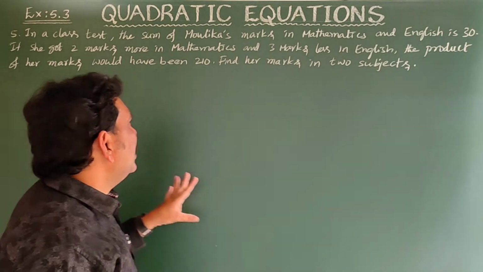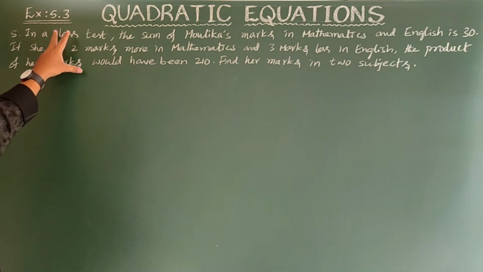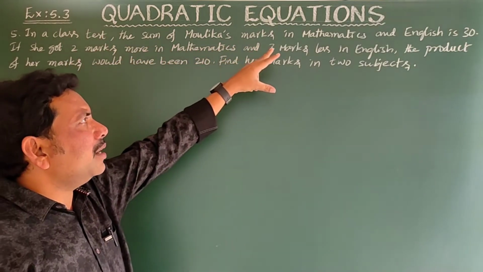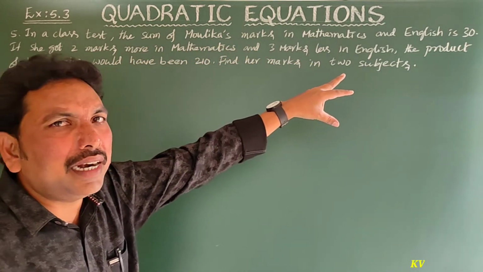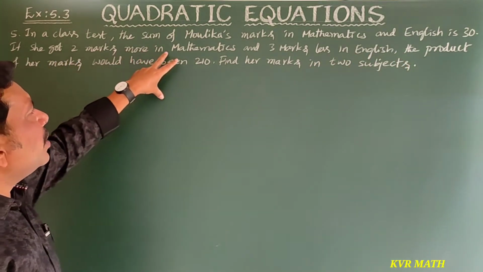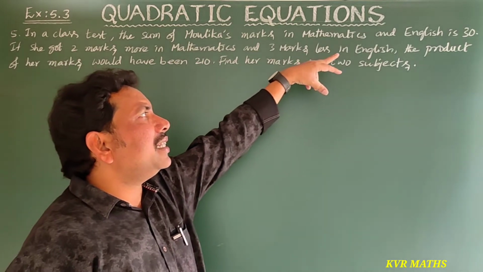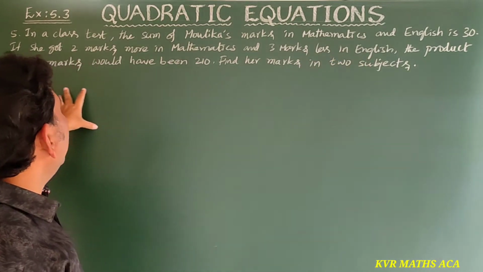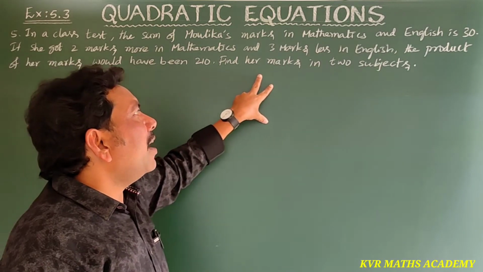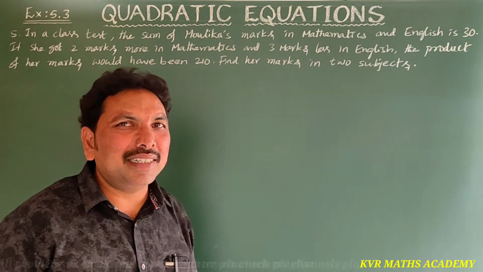See, this is the fifth question in exercise 5.3. In a class test, the sum of Maulika's marks in mathematics and English is 30. If she got 2 marks more in mathematics and 3 marks less in English, the product of her marks would have been 210. Find the marks in 2 subjects.